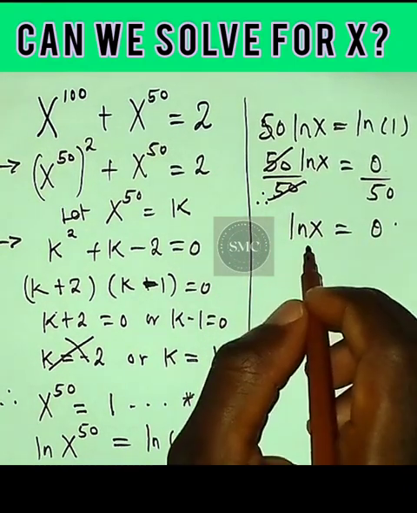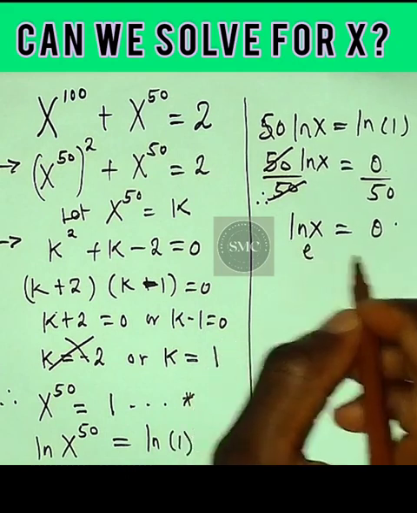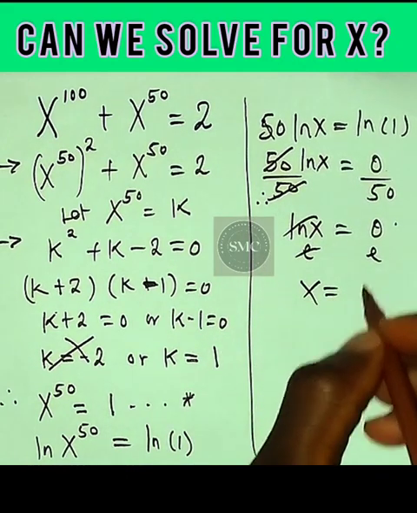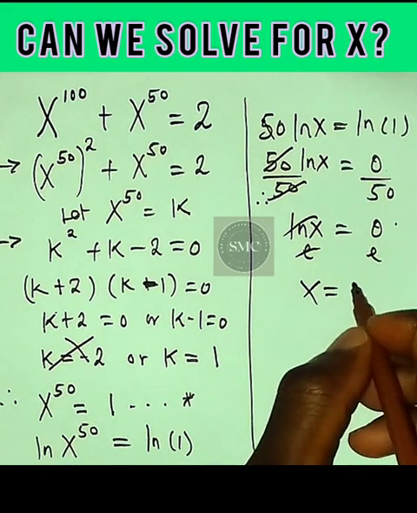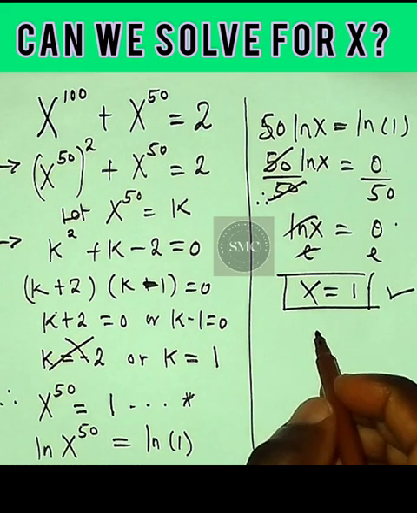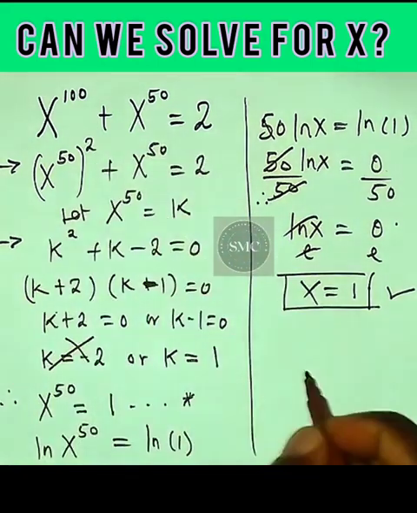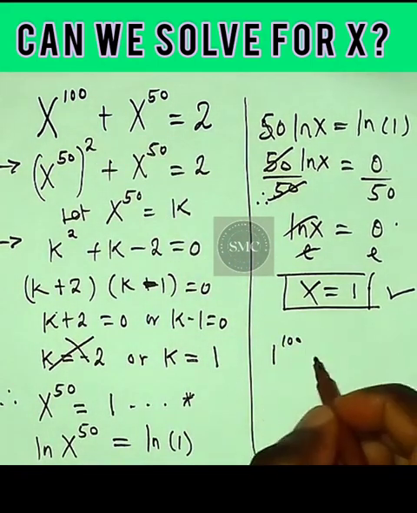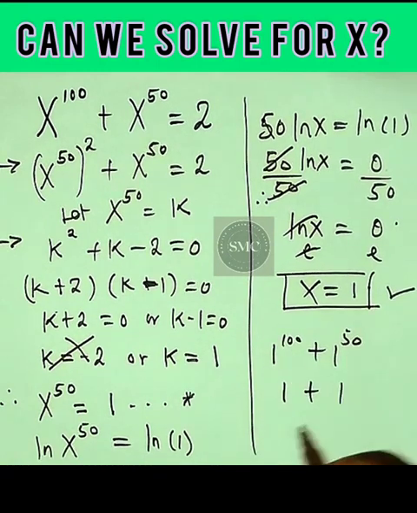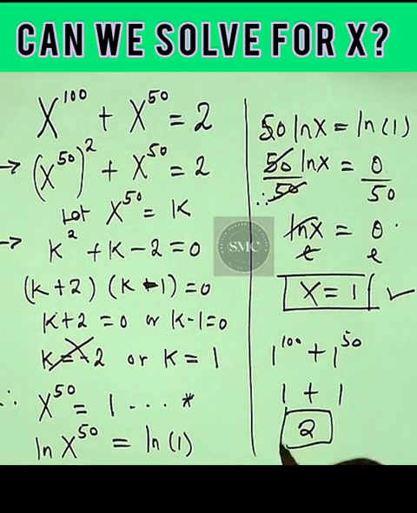Don't forget that the base we have here is e. If this cancels this, we are going to have x equals e to the power 0, and that's going to give us 1. So we have the solution to this problem to be x equals 1. If you want to check, 1 to the power 100 is 1, plus 1 to the power 50 is 1. So 1 plus 1 is 2, and that is that.